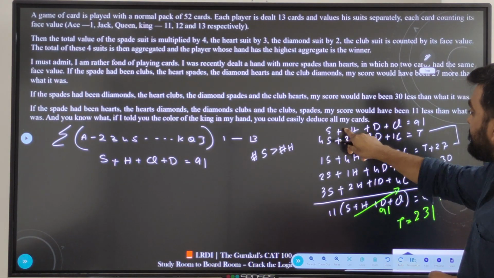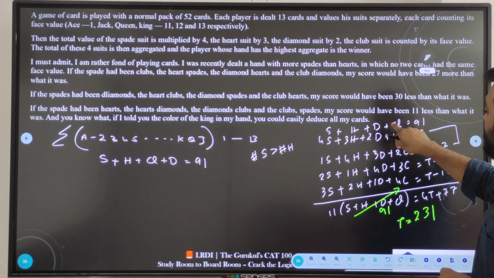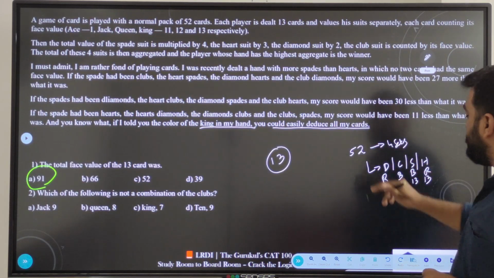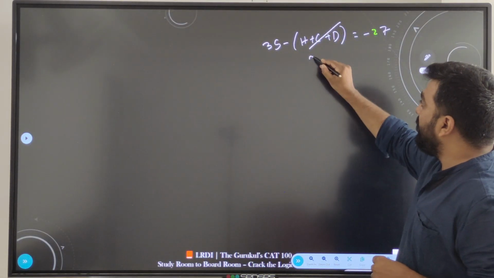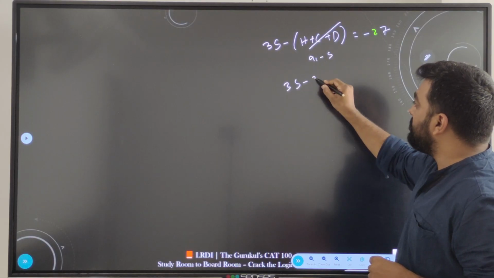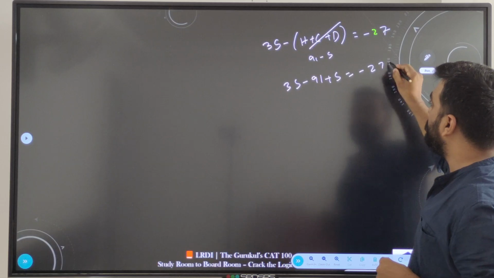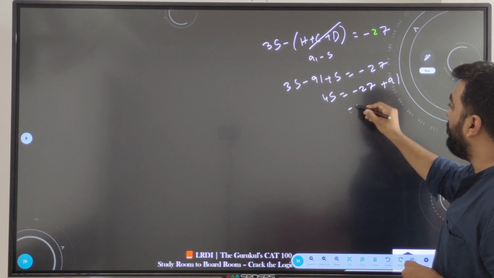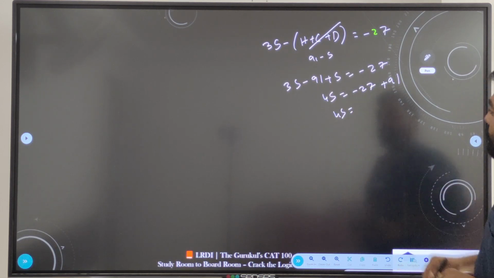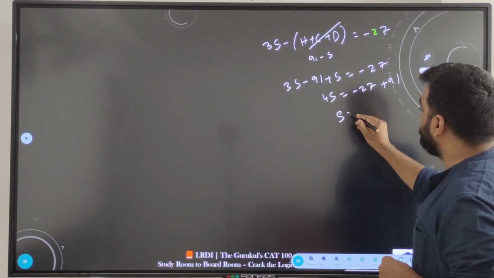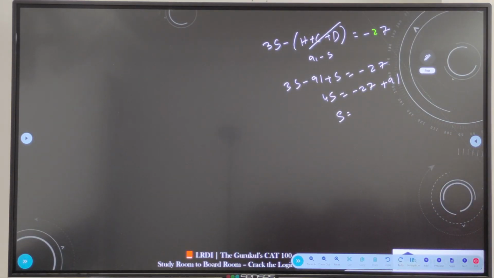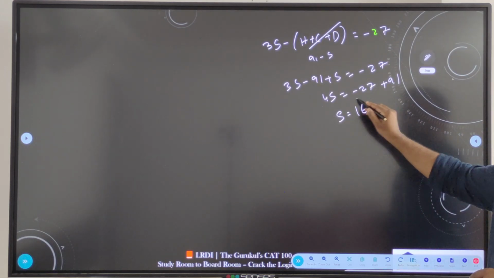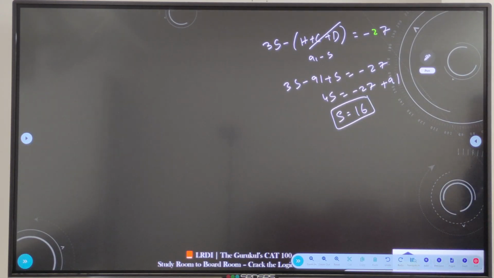What else we can do? Sum of everything equal to 91. Hearts plus diamonds plus clubs will be equal to 91 minus s. So subtract it. 91 minus s. So 3s minus 91 plus s equal to minus 27. 4s equal to minus 27 plus 91, which will be 4s equal to, s equal to, calculate. Perfect. S is equal to 16. Very good. Similarly, find out the value of the remaining, that is diamonds, hearts and clubs.